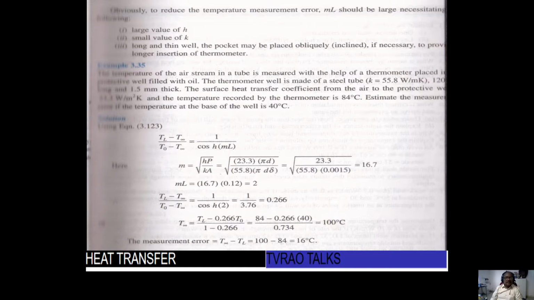Okay. So from this you can find out T infinity. So T infinity equal to, here, (TL minus 0.266 into T0) by (1 minus 0.266). Okay, so from this you can find out that T infinity is 100 degrees centigrade.